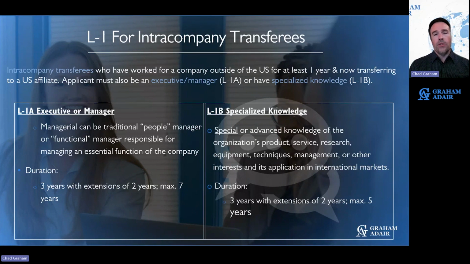In terms of duration, L1s are good for an initial period of 3 years, and then you can get a 2-year extension if you're L1B. If you're L1A, you can get two 2-year extensions. So L1A is good for up to 7 years. L1B is valid for up to 5 years.